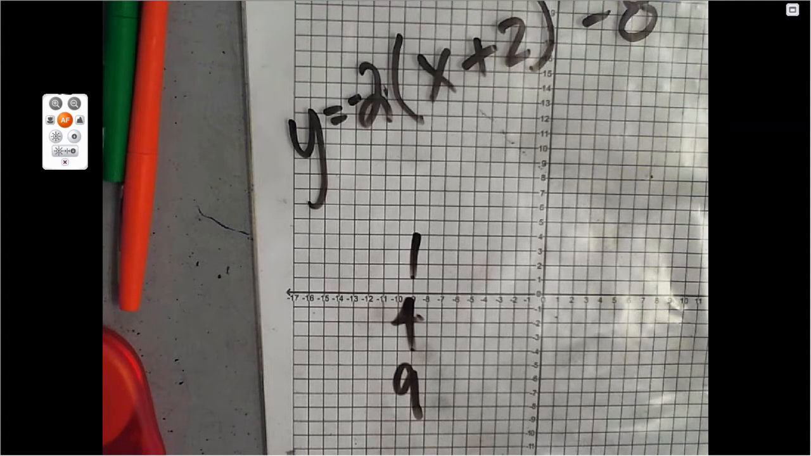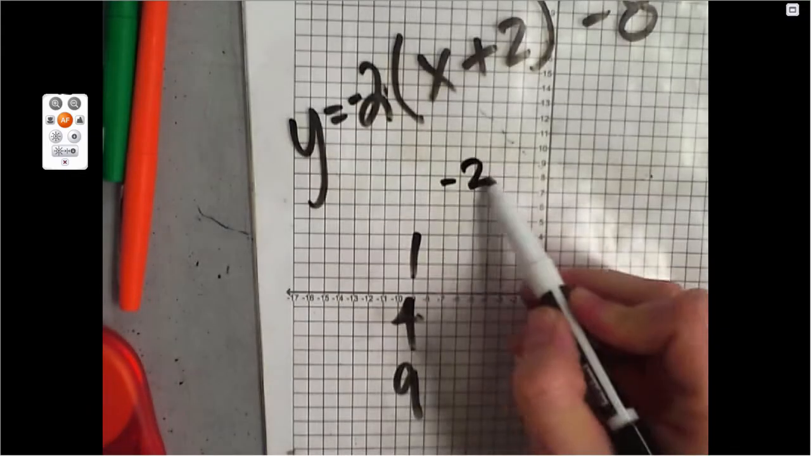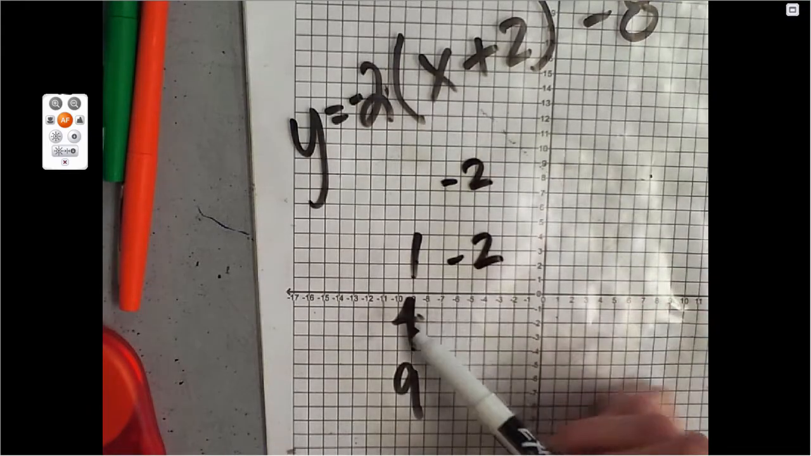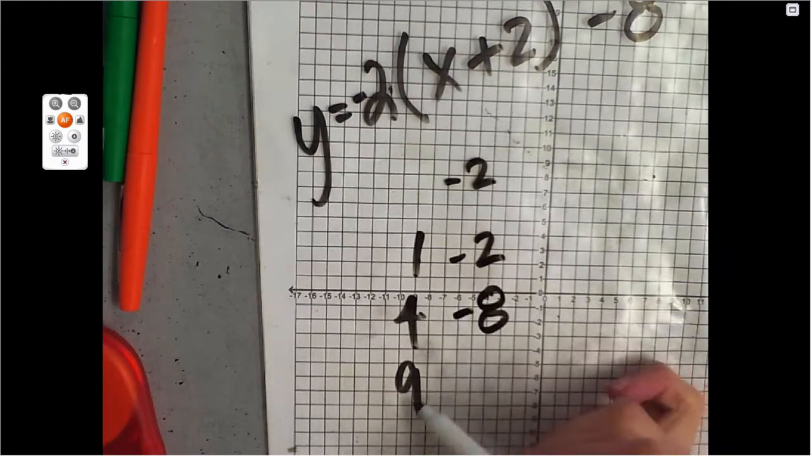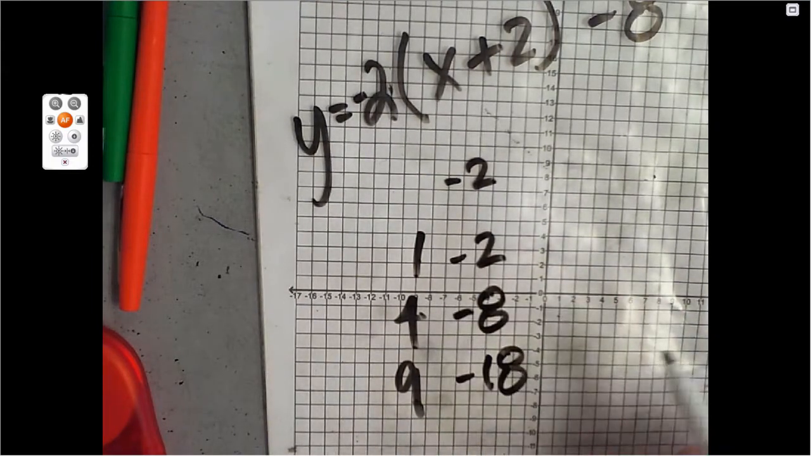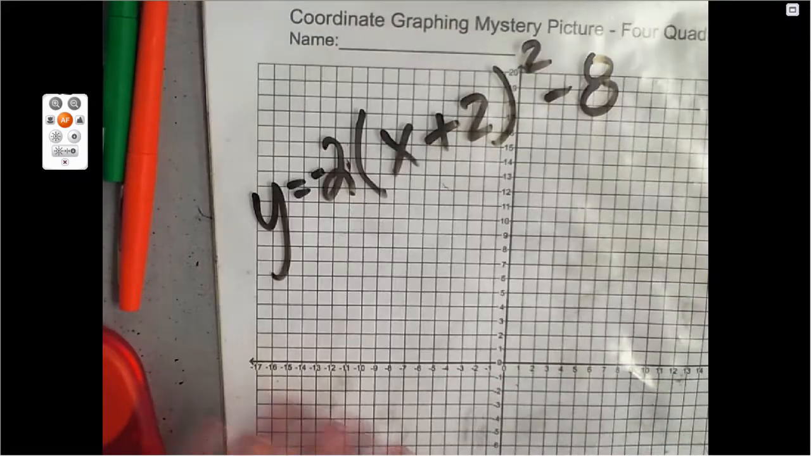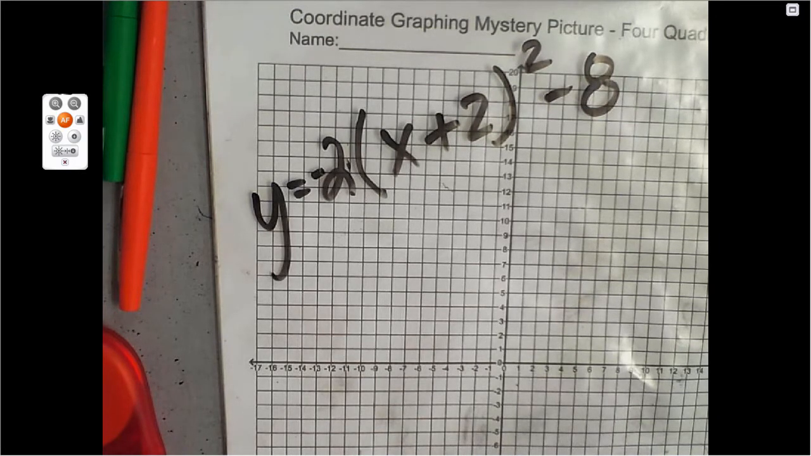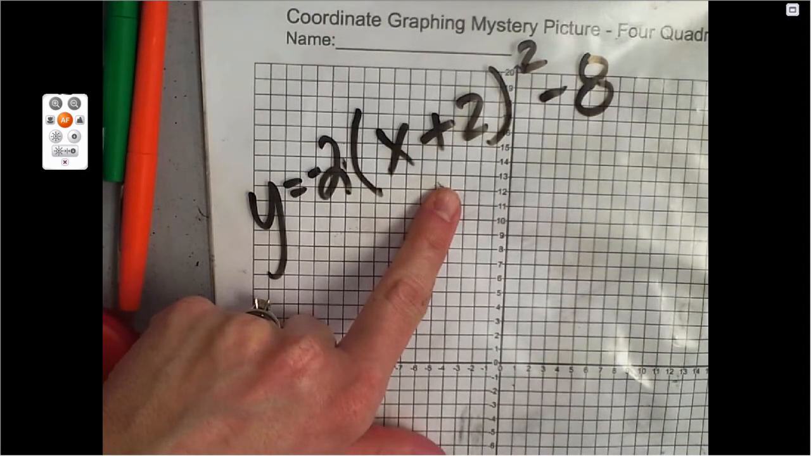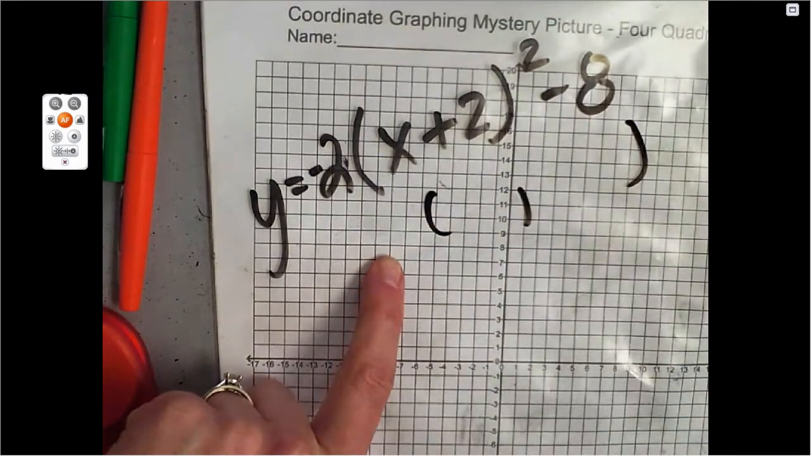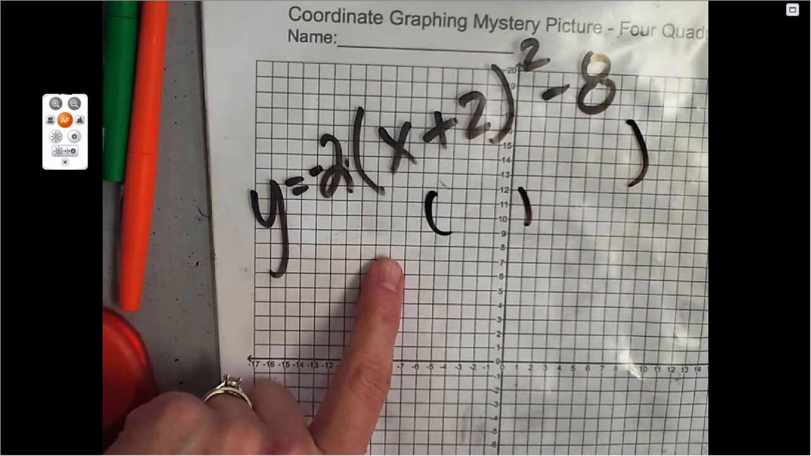This parabola would be going upside down. So -2. 1 times -2 is -2. 4 times -2 is -8. 9 times -2 is -18. Same problem. Don't graph it. Tell me what the vertex is. Write down the vertex. You don't have to plot it. Just tell me what the vertex is. Good. What is the vertex? That's the step pattern.